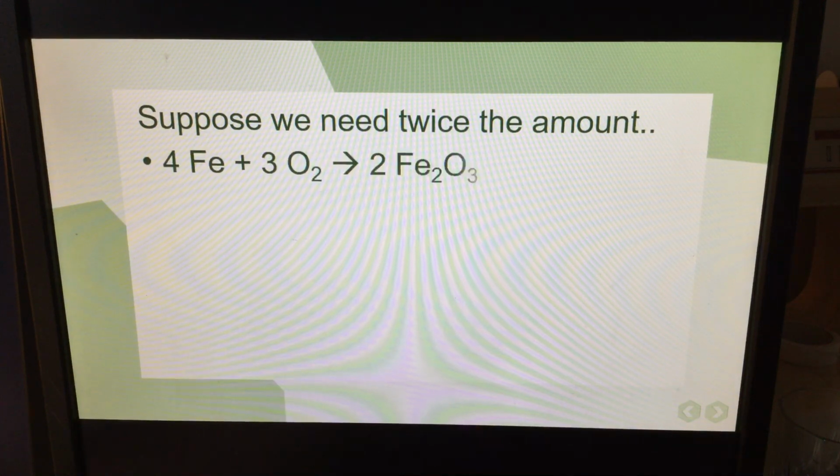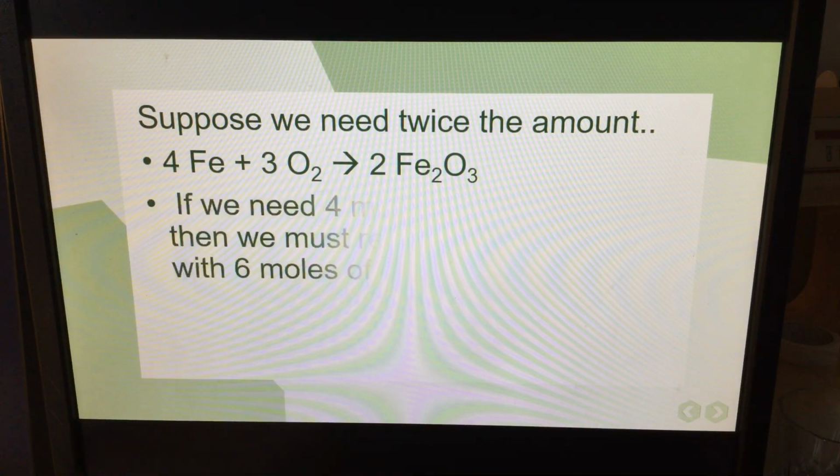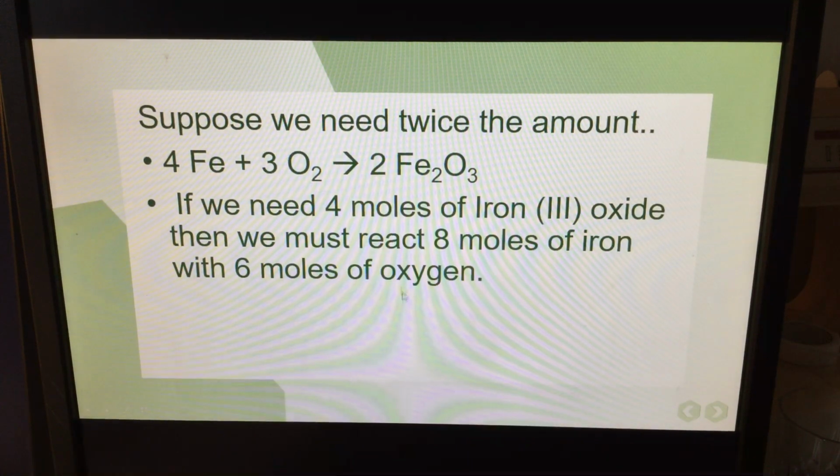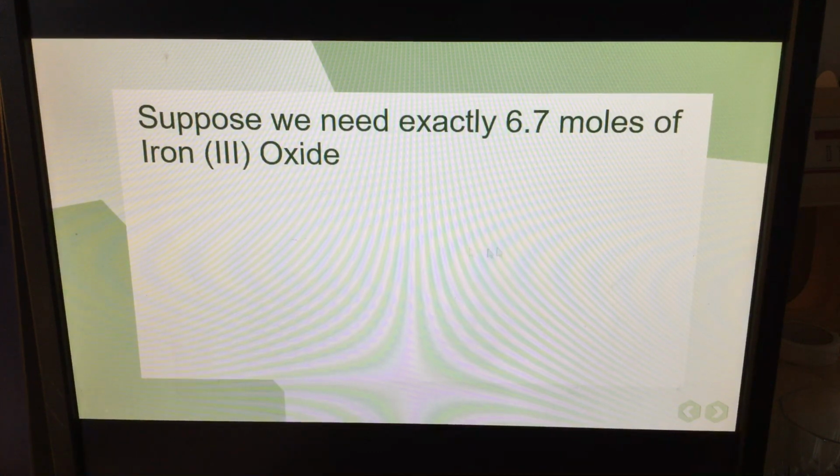But suppose we want twice the amount of iron oxide. Well, if we want twice the amount, instead of 2 moles of iron oxide, if we want 4 moles of iron oxide, then we must react 8 moles of iron. We're just doubling this number. And we must react 6 moles of oxygen. Suppose we don't want a nice easy number. We want exactly 6.7 moles of iron(III) oxide.